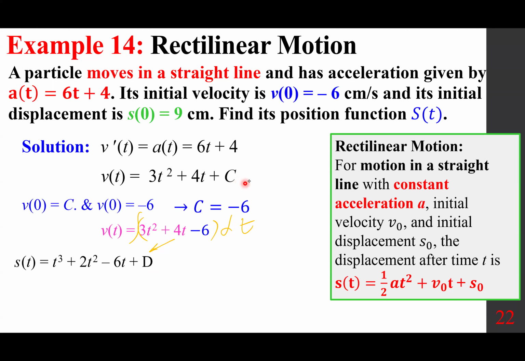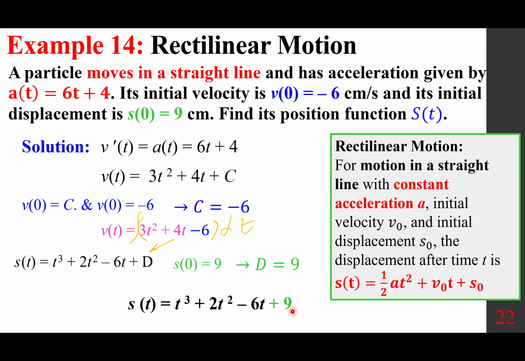And we know s of 0 is 9. So if I plug in 0 here, I get d. So d must be 9. And that's s of t. s of t is t cubed plus 2t squared minus 6t plus 9.